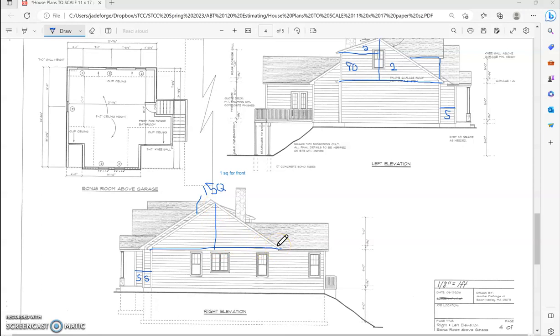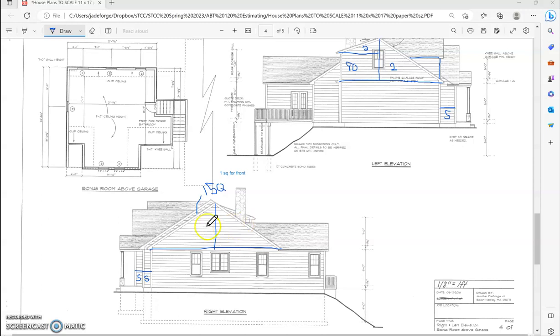So 12 times 16 equals 192 square feet. That takes care of both sides there. We're going to also add, so 1 square is equal to 100 square feet. So we're going to add an additional 100 square feet, because there's 100 square feet in a square, for that little slice, right? That little slice of a gable there.